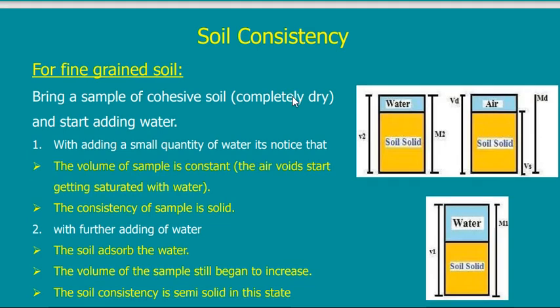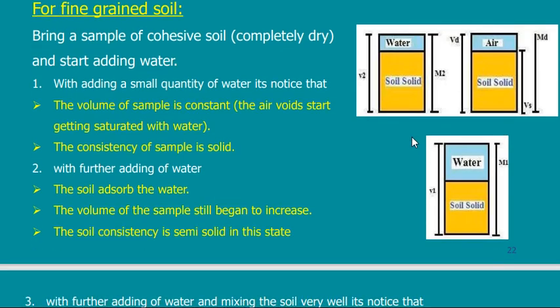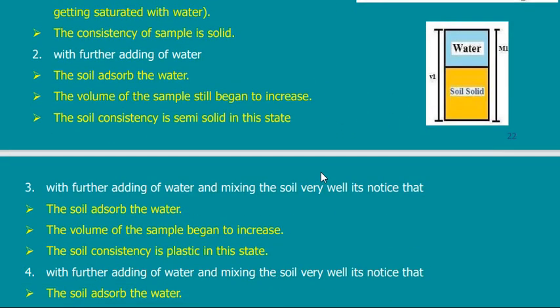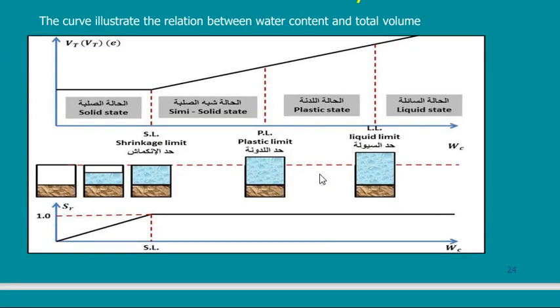So in soil consistency, for fine-grained soil of course, this is just to remember what we said about the three-phase diagram and how we increase or decrease the quantity of water. What is a dry soil and what is a fully saturated soil, and so on. Just to remember. But I just want to go to this curve.